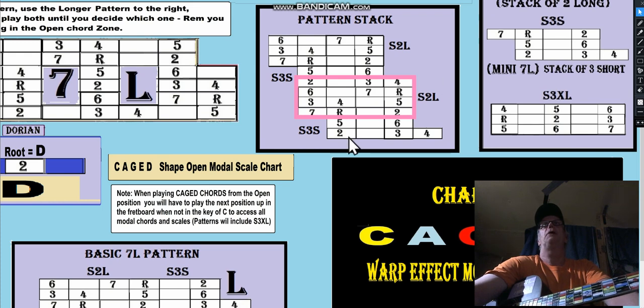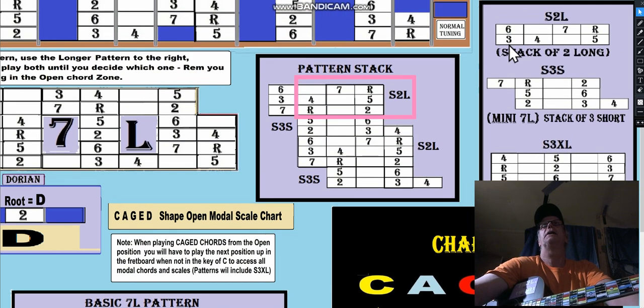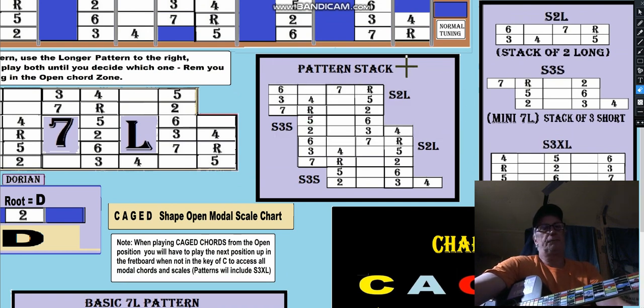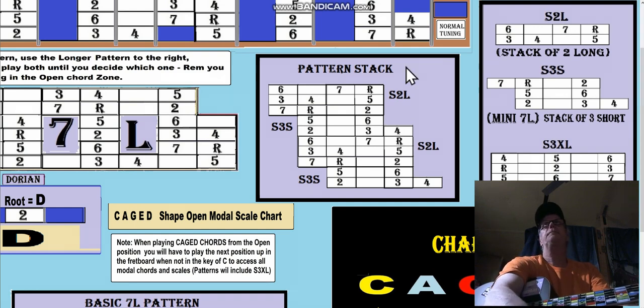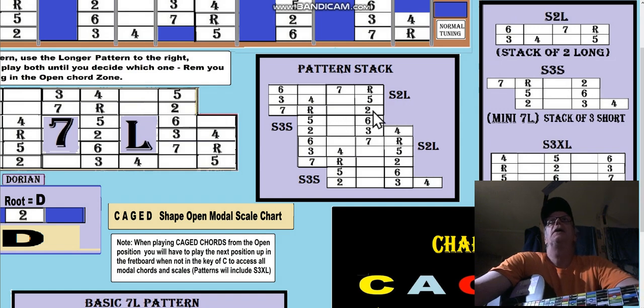This S2L was normally here. 2, 3, 4, 5, 6, 7, R, 2. Okay, and then again after the S2L, the stack of 2 right here. Let's erase this guy here. After the S2L, then we have another S3S on top. So here's the S2L, 6, 7, R, 2, 3, 4.